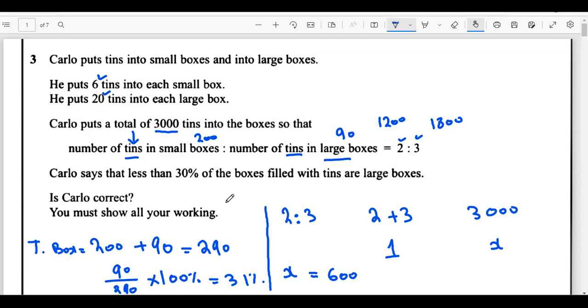In one large box, 20 tins are being accommodated, and in total you have 1800. Then you divide it by the total number of boxes. Yes, that turned out to be 290.